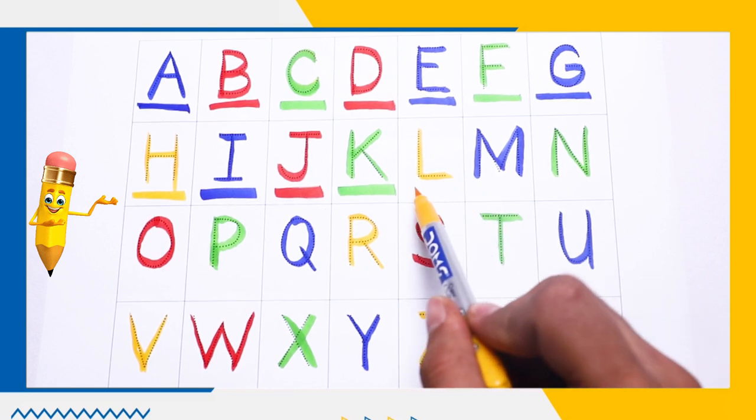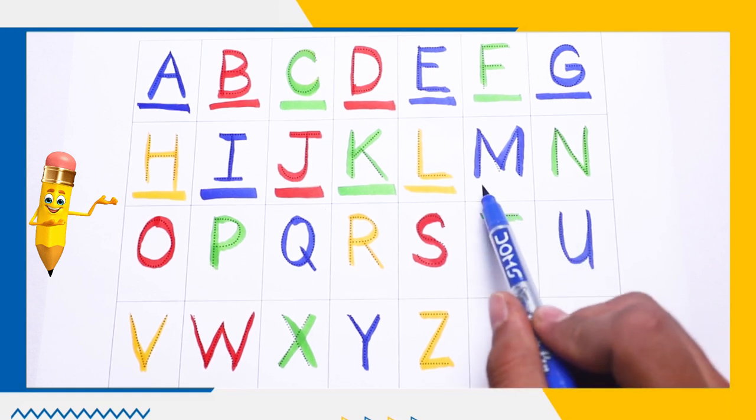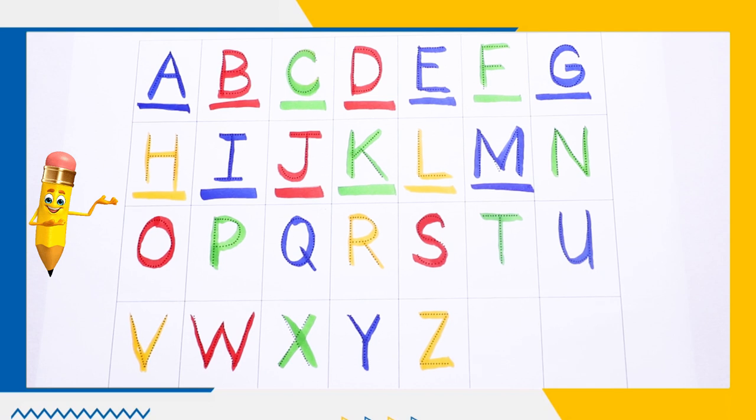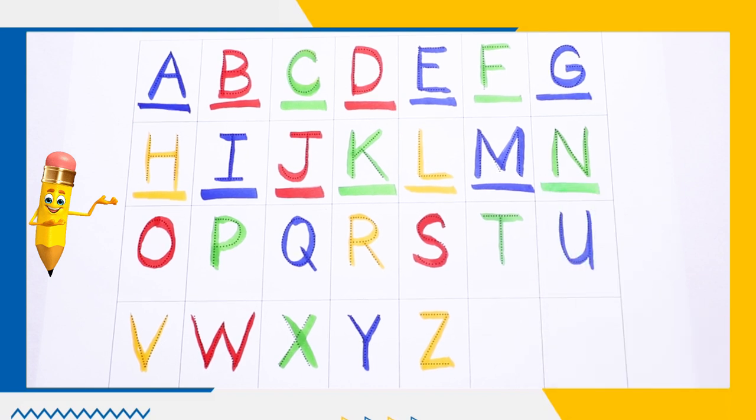Yellow color L. L for lion. Blue color M. M for monkey. Green color N. N for nest. Red color O. O for octopus.